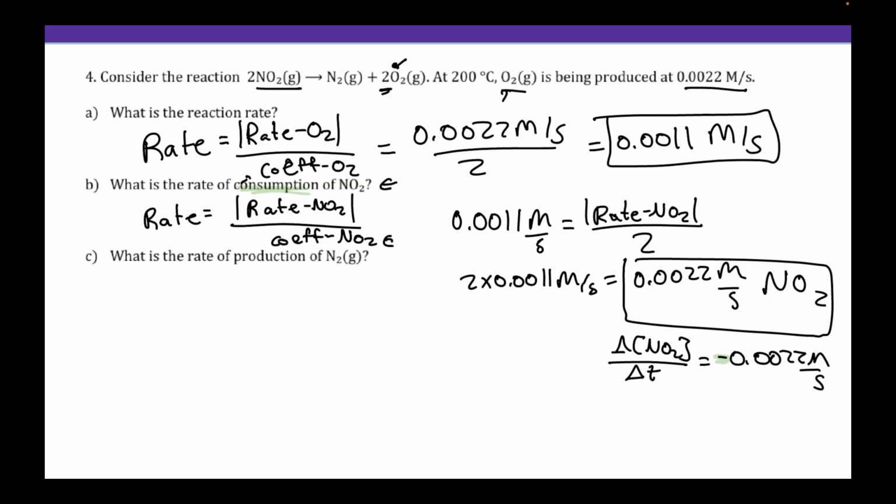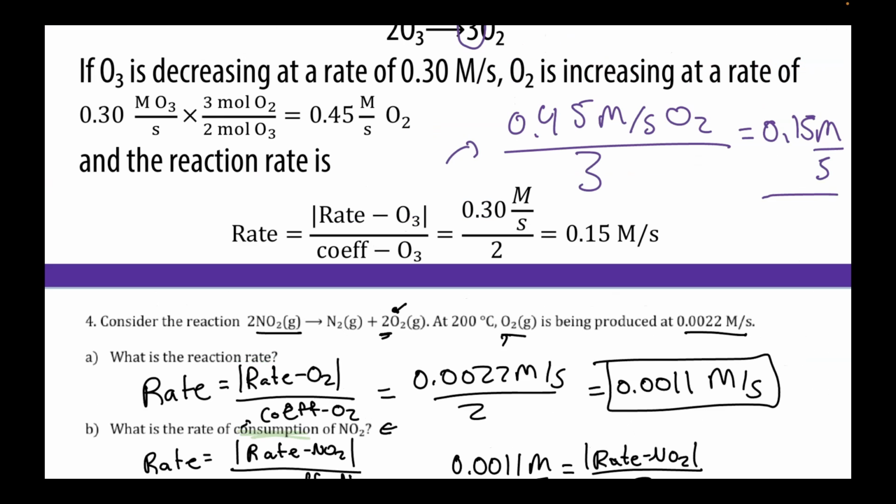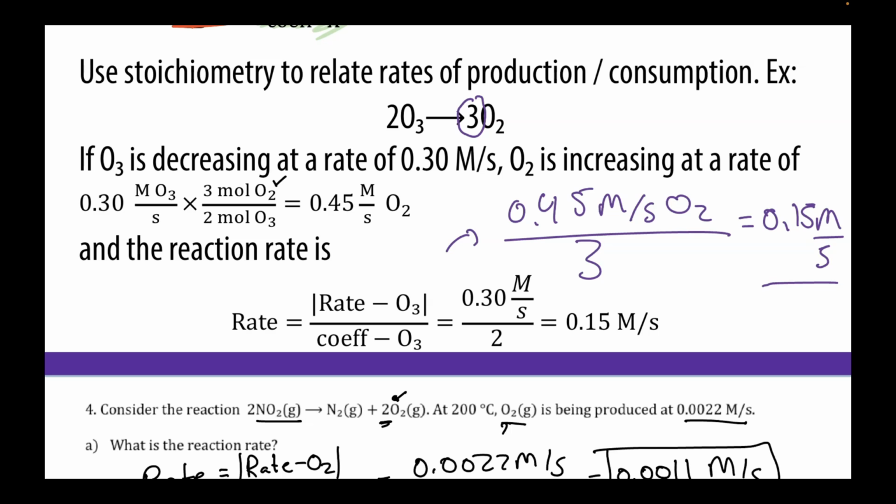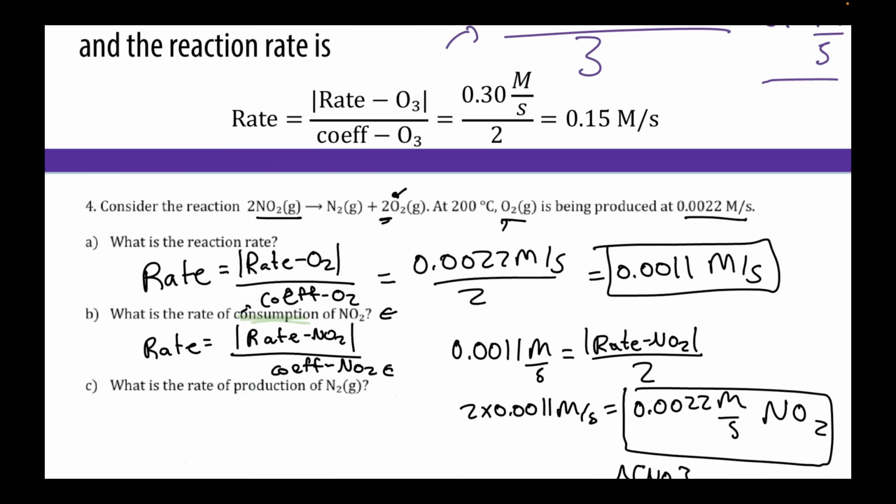Okay, for rate of production of N2, now for this one we can look at doing it in either the same way we did B, or we can do it using the stoichiometry case that we did here, right? We're always allowed to just use these coefficients here. I'll just show that using the coefficients, so we'll do that.